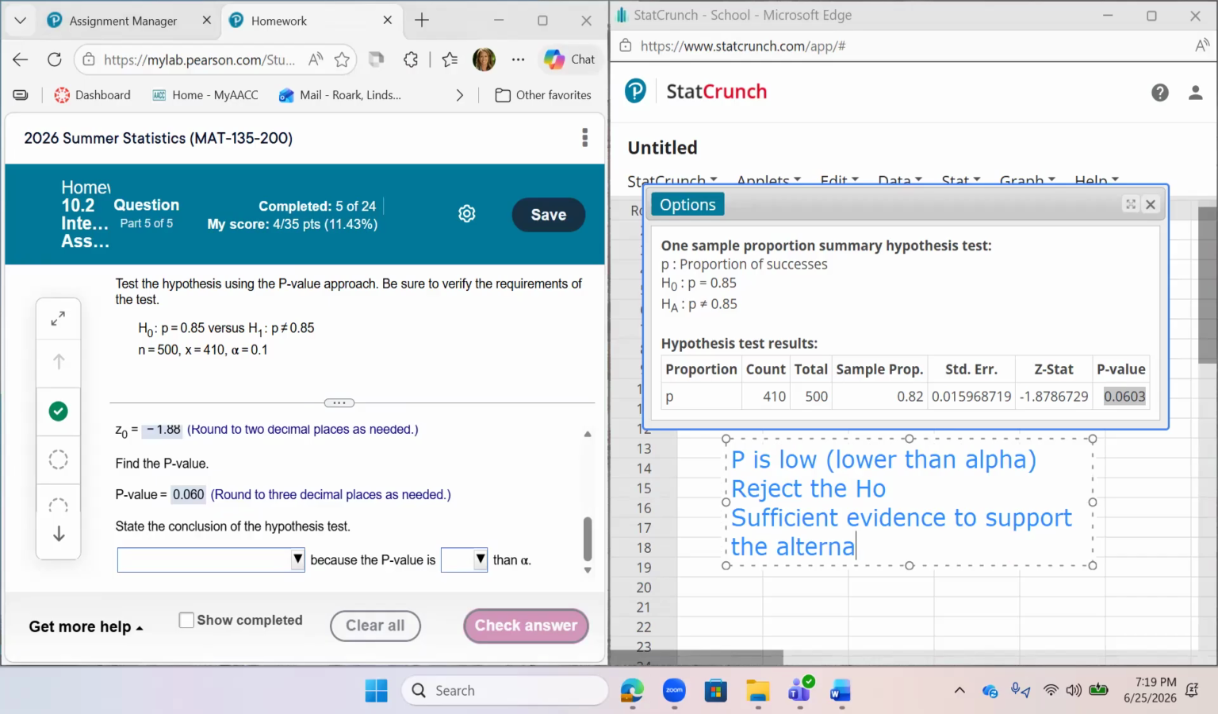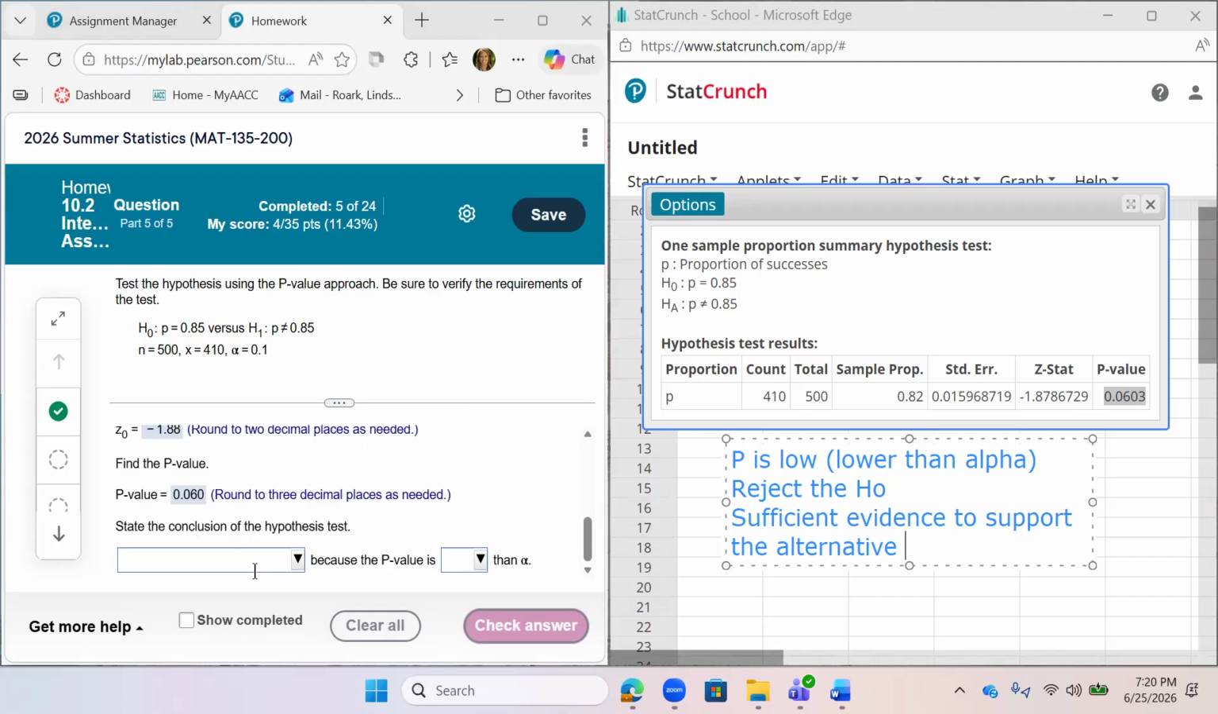Those go together every single time. If P is low, you reject the H0, and there's sufficient evidence for the alternative. If P is not low, like we saw before, you fail to reject the H0 and there is not sufficient evidence. So pretty much the only difference is everything is like this, but negated. P is not low, you do not reject the H0, and there is not sufficient evidence is the other option.